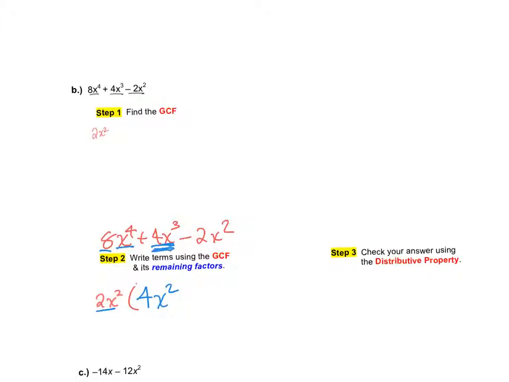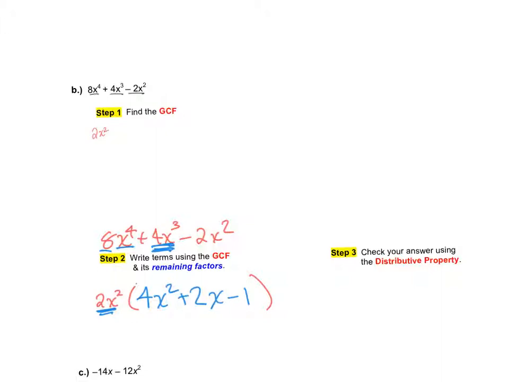Then 4x to the third divided by 2x squared is 2x, because 4 divided by 2 is 2, since 2 times the 2 gave you the 4. And if I ended up with 3 x's and I have 2 that I multiplied, there must have been 1 here. And then lastly, I have a 2x squared, and I multiplied it by something, and it gave me negative 2x squared. Well, negative 1 must have been the number, so that when I multiply that, I get negative 2x squared. So the factored form is 2x squared times 4x squared plus 2x minus 1.